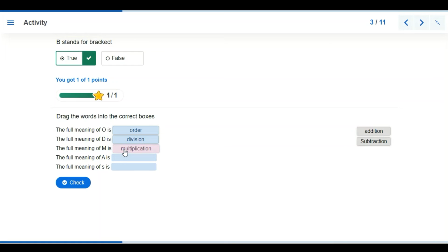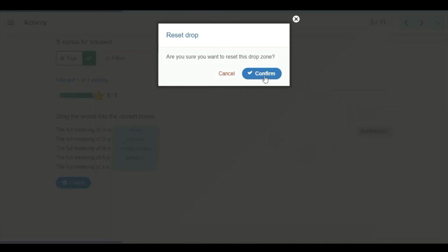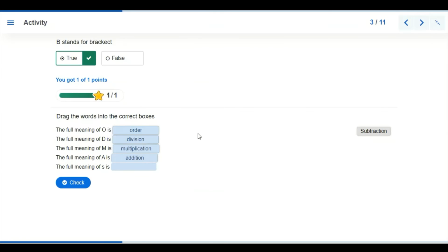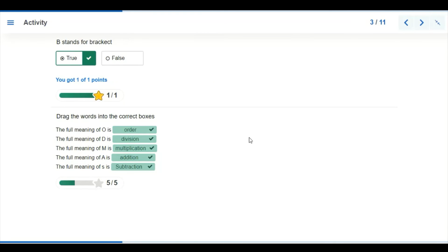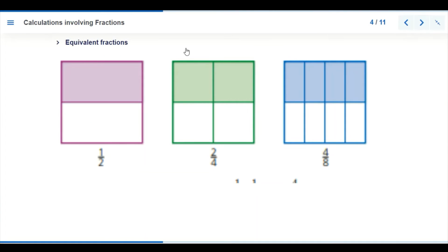Multiplication. And A will stand for what? A will stand for addition. So that is addition. And X will stand for what? Subtraction. That's subtraction. So let's check that we are right. The arrangement is good.